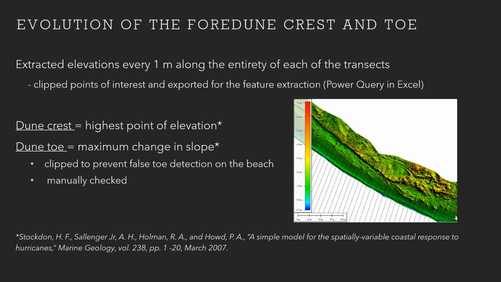And then I was also able to manually check them. But ultimately, each object ID for the transect also corresponds to elevation that was extracted from each transect. So I was able to export that and just use Power Query in Excel in order to identify the dune crest and toe and its distance along the transect for each transect.